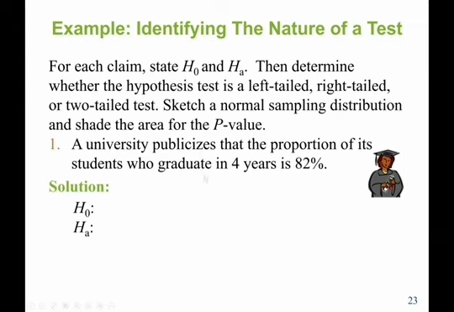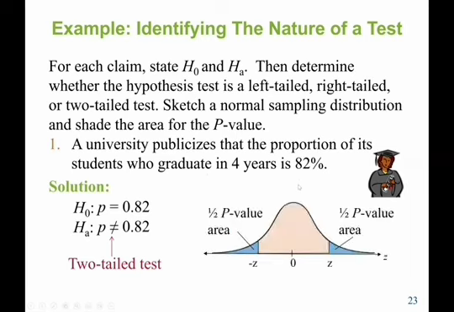Here we have a university that publicized that the proportion of its students who graduated in 4 years is 82%. So that will be our H0: p equal to 0.82. So HA: p not equal to 0.82. So we have a two-tail test. Now, the equal to 0.82 is based on the condition in the question, because the question says the university publicized that the proportion of its students who graduated in 4 years is 82%. So this will be our normal bell-shaped curve.